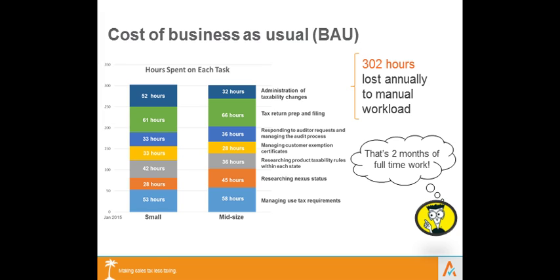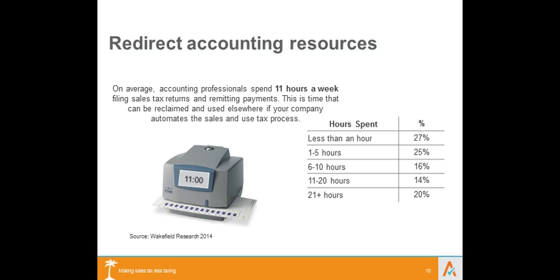And what you'll find if you add up all those activities is that the time involved in being tax compliant for most small and mid-sized businesses accounts for about 2 months of full-time work just to be compliant. It's pretty staggering when you actually look at the research. That's 302 hours annually that companies lose to doing manual tasks related to sales and use tax. So this is a challenge that creates a certain amount of risk, and it also creates a certain amount of effort for a company to be compliant.